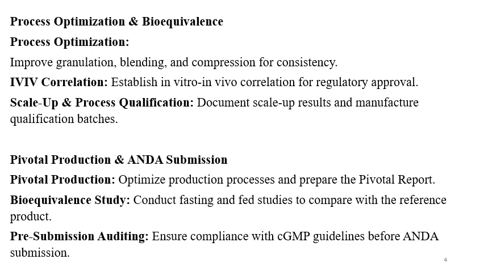Then the next step is the process optimization and bioequivalence. Once you have the prototype formulation, you have the stability, you can go for process optimization trials. For example, if you have selected the granulation process, optimize it for the granulation time, binder addition time, like blending, then compression, film coating, and understand the process parameters.